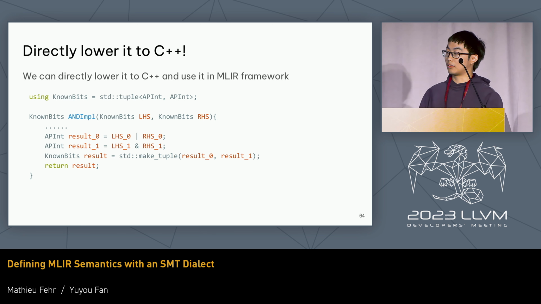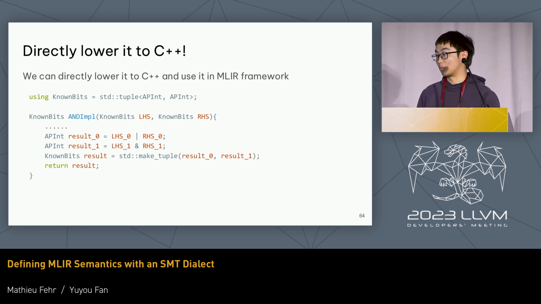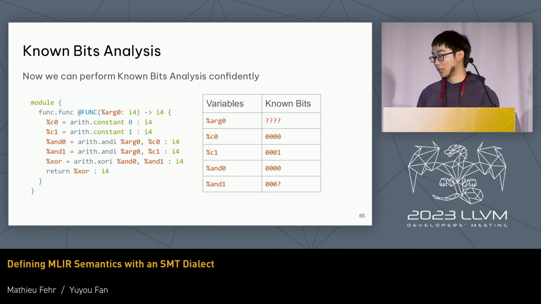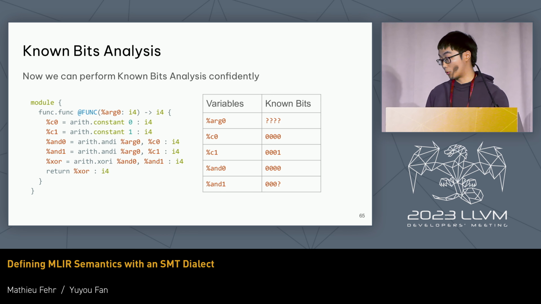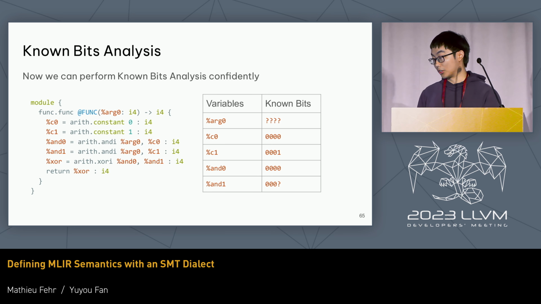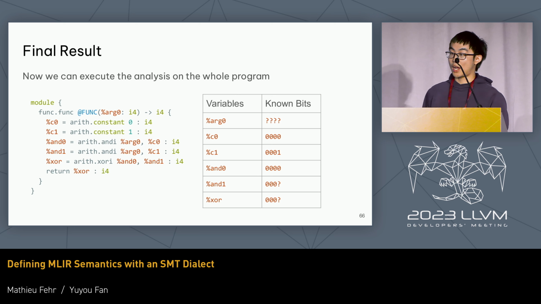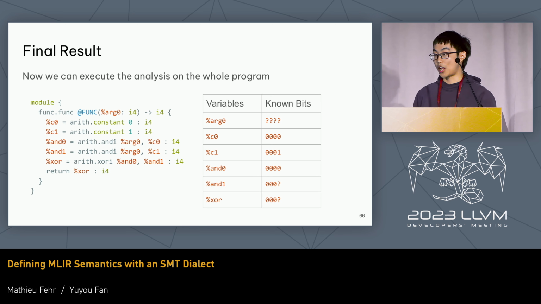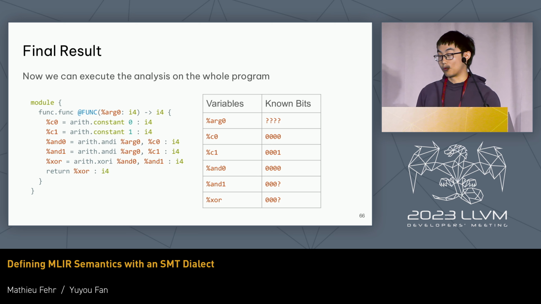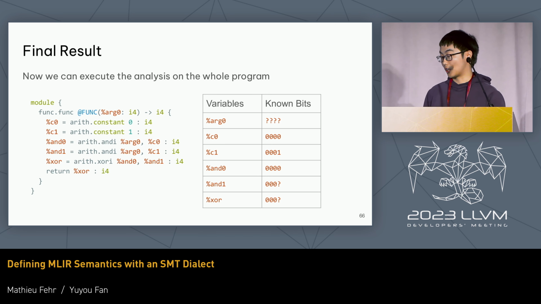Now, since we already know our code is correct and hopefully precise, and we also generated C++ code, we can execute the known bits analysis confidently. So we have the analysis on arg0, and we have the analysis results on C0 and C1. By applying our transfer functions, we can get the result of N0 is 4 bits zero and N1 about 3 bits zero, and the other bits are unknown. And then you might ask another question: how about the XOR? It's the same. We just provide a new implementation for XOR, check the correctness or precision if you want, lower to C++, and just execute again.